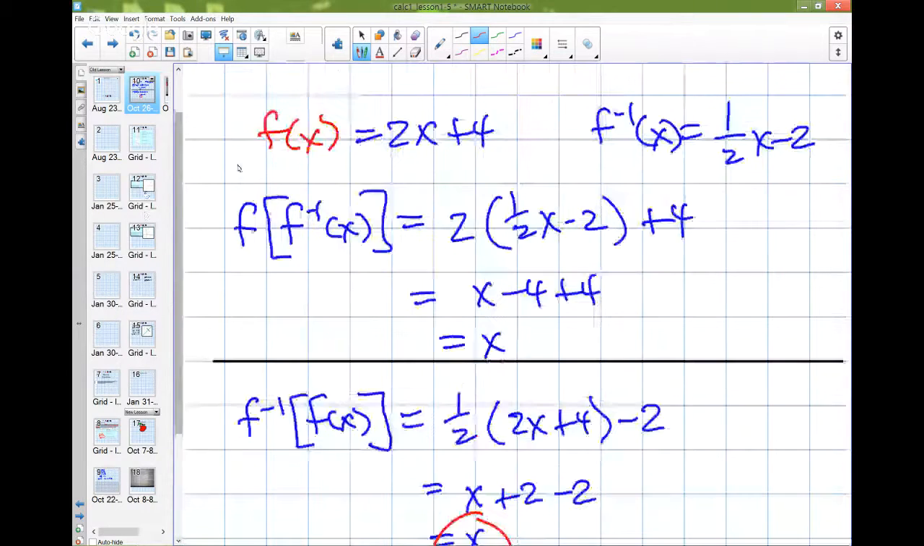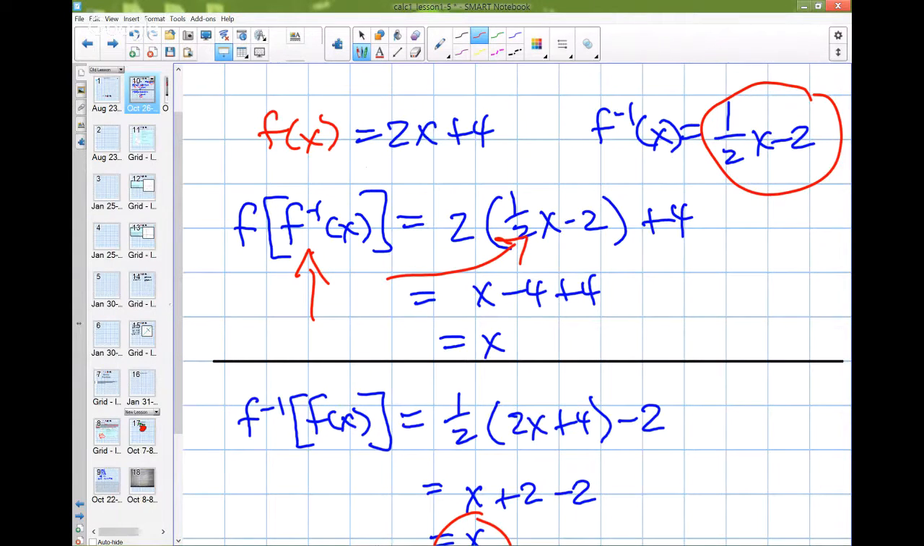So let me just explain here. On the top, when I did f of f inverse, that means I was using the outside f function, so I was using 2x plus 4. And what did I substitute in for x? The f inverse. See, the f inverse is literally on the inside here. So that's what you substitute in. So you see how I did that right here? I substituted in that 1/2 x minus 2.